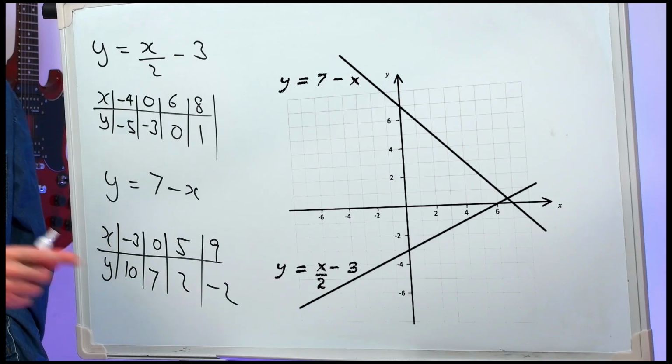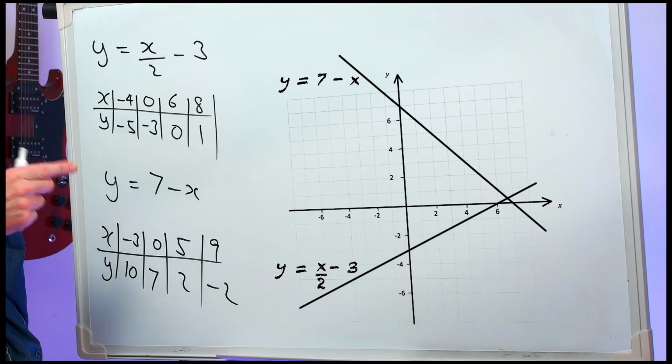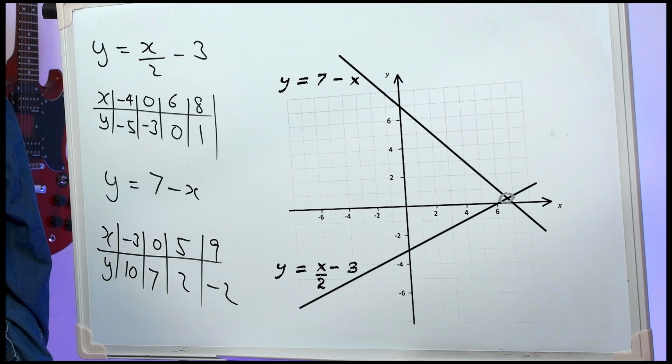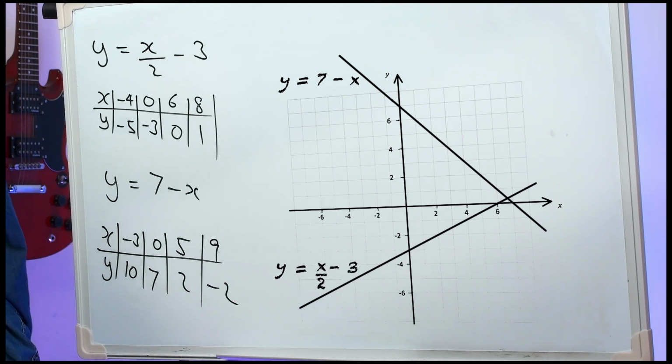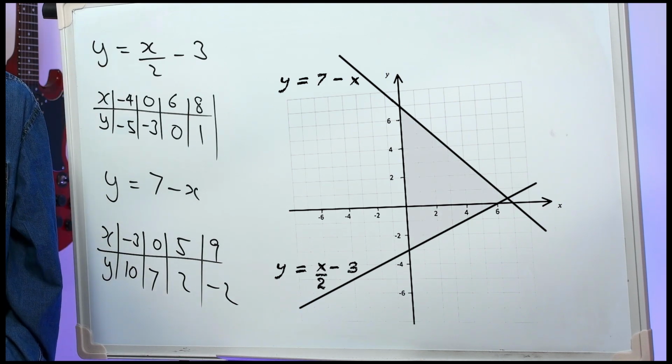Now you could work out the point of intersection. Can you see where they meet on that graph? That's the point of intersection. And you could work out things like the area of a triangle between those two lines and, let's say, the y-axis.